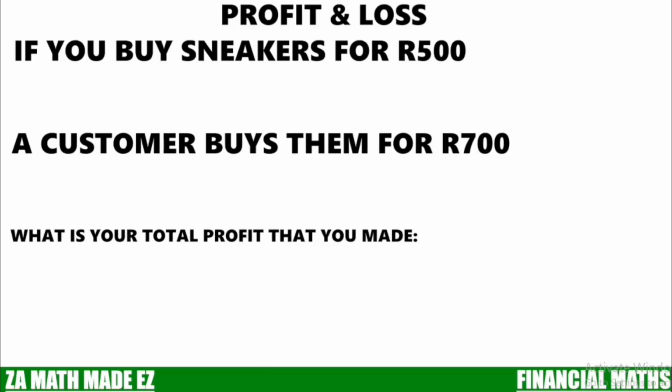Profit and loss. If you buy sneakers for 500 Rand and a customer buys them for 700 Rand, what is the total profit that you have made? So what you want to do, you would take how much the customer bought them for, which is 700 Rand, and then you minus your cost value over here, which is 500 Rand. That can be considered your cost value. So you minus 500 Rand from 700 Rand, and your profit would be 200 Rand.